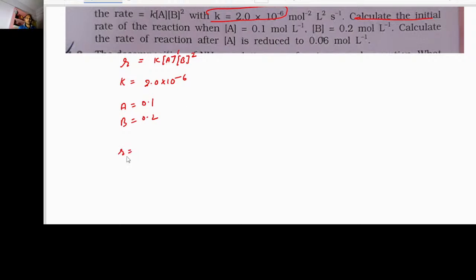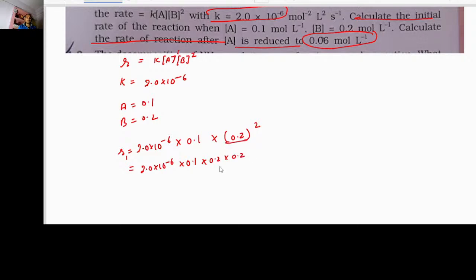R1. Then they are saying the rate of reaction when A is reduced to 0.06. This time we have to calculate as well, so we need to calculate the rate two times. So the K value is 2.0 into 10 power minus 6, A value 0.1 and B value 0.2, which is going to be squared. Now let me take out the mobile for the calculations. Here you see, 2.0 into 10 power minus 6 multiplied by 0.1 multiplied by 0.2 multiplied by 0.2, because the square is there, so we wrote it 2 times.